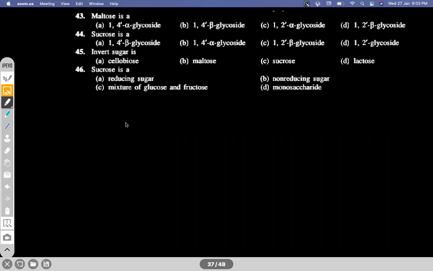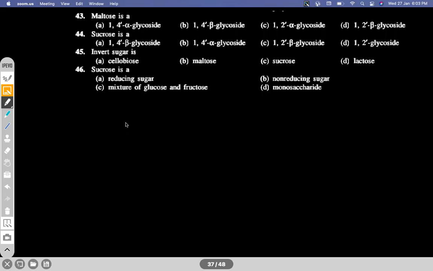So when we have both alpha and beta, which one do we put? No, we have done this, you should know this. What is the unit we have? What is the monomer we are using, monosaccharides we are using? If one monomer is alpha, other is beta, which one do we put? So we cannot change it because it is already mentioned.